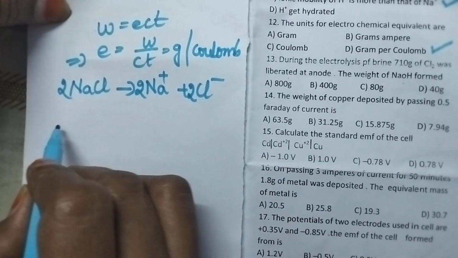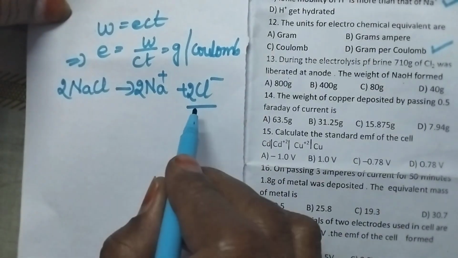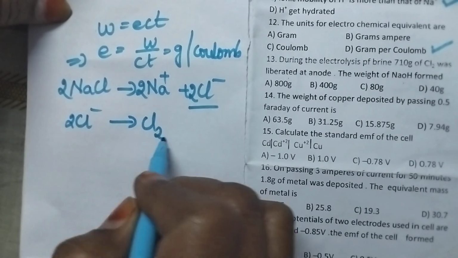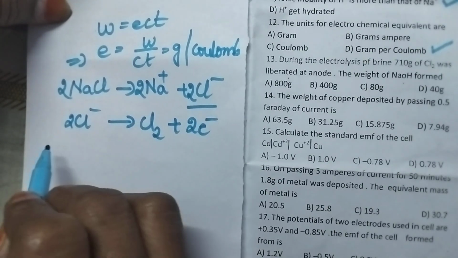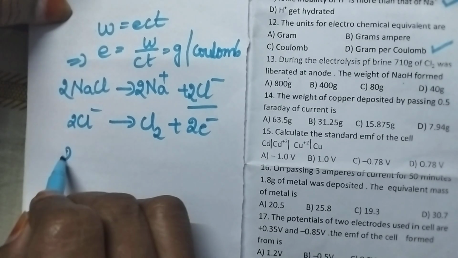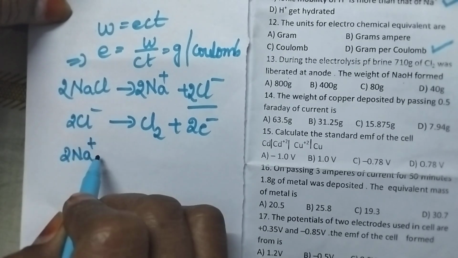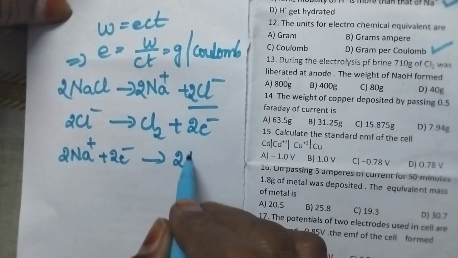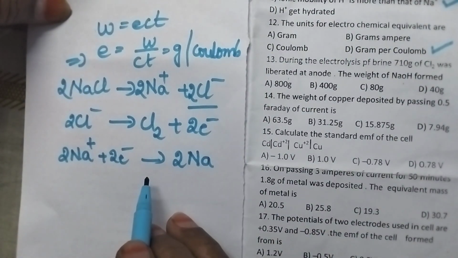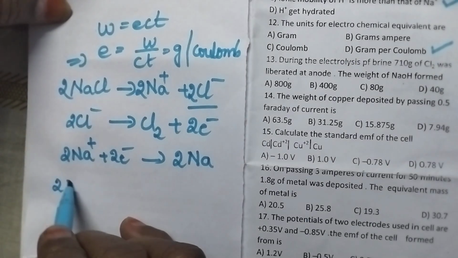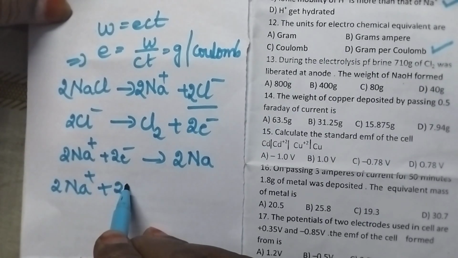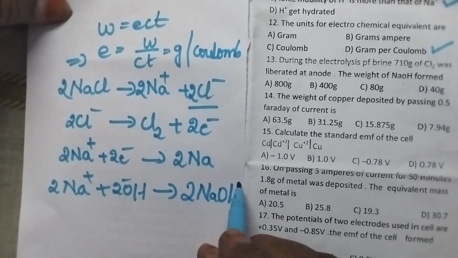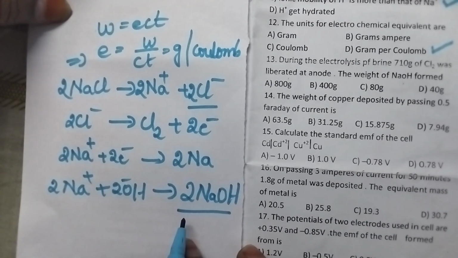So at the anode what happens? The anions will be discharged. So 2Cl minus gives rise to Cl2 gas with the liberation of 2 electrons. And at the cathode what happens? 2Na plus will gain 2 electrons and it results in the formation of 2Na. And here H2O is present, with the result 2Na plus 2OH minus gives rise to 2NaOH. So NaOH will be formed at the cathode.